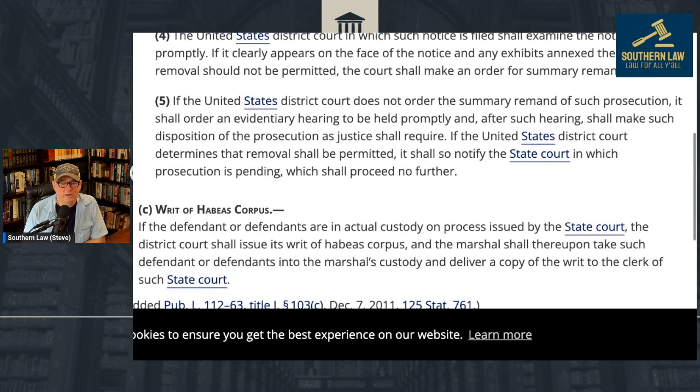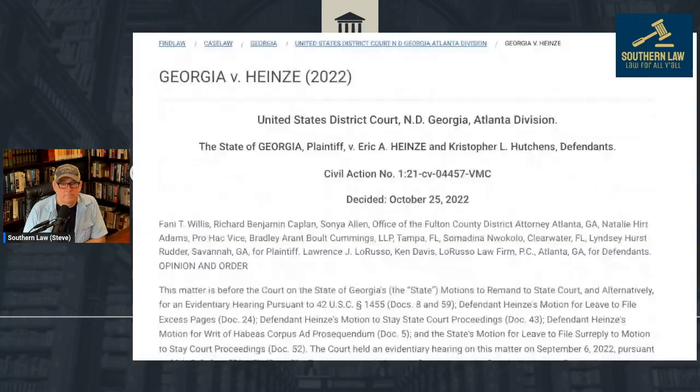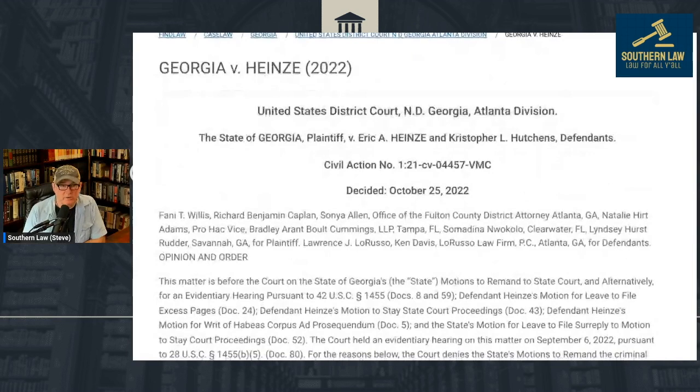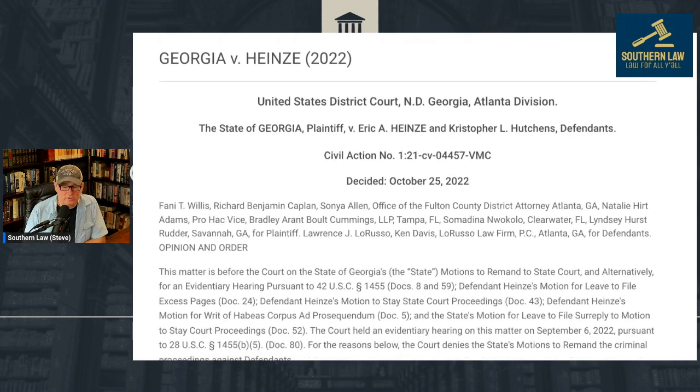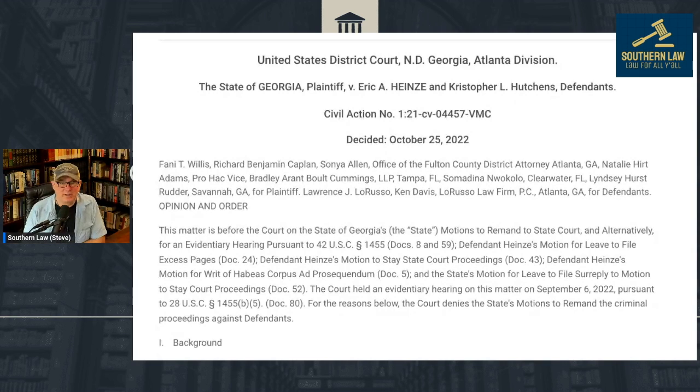Now, what is going to happen to it? Let's look at another screen I've got here. All right, so we're now looking at Georgia versus Hines, a decision issued in 2022. And look who is on the state side there, Fannie Willis. So this is the same prosecutor that is in the Trump case dealing with the exact situation I'm talking about, removal to federal court.